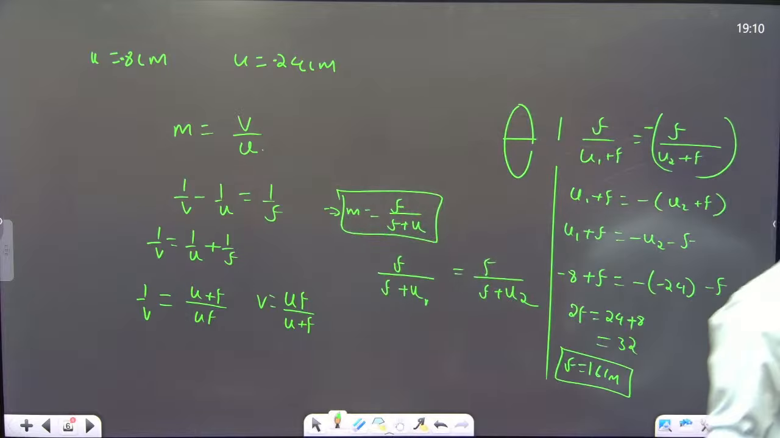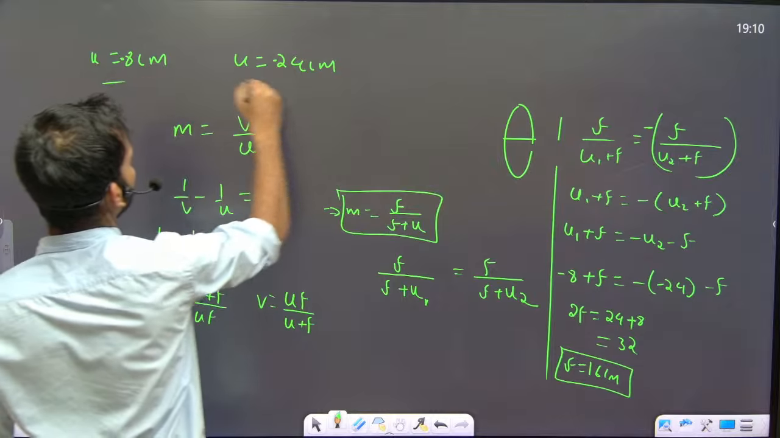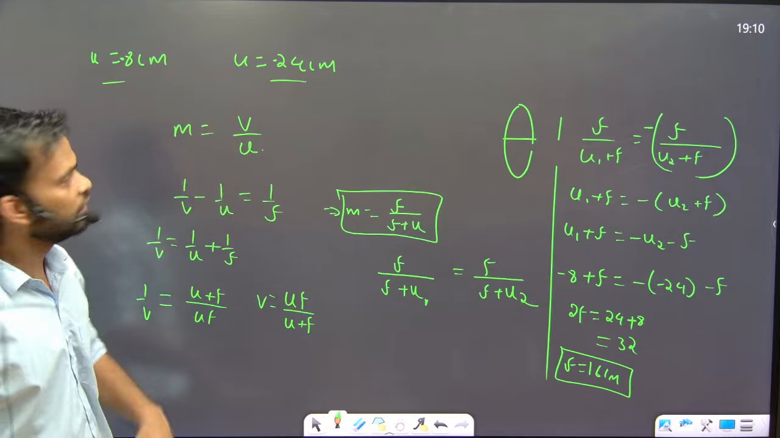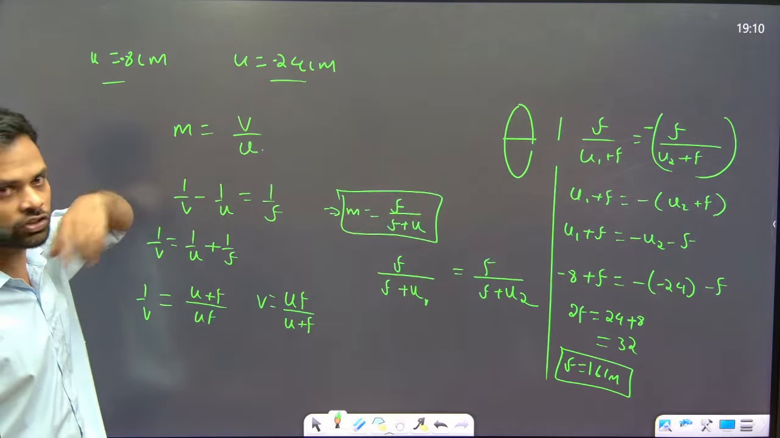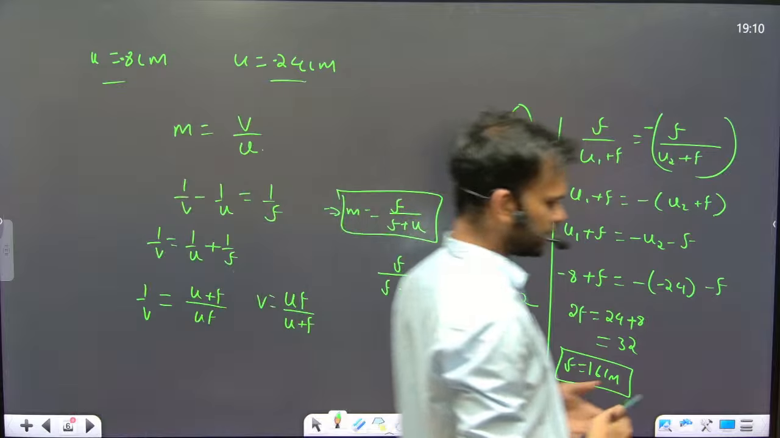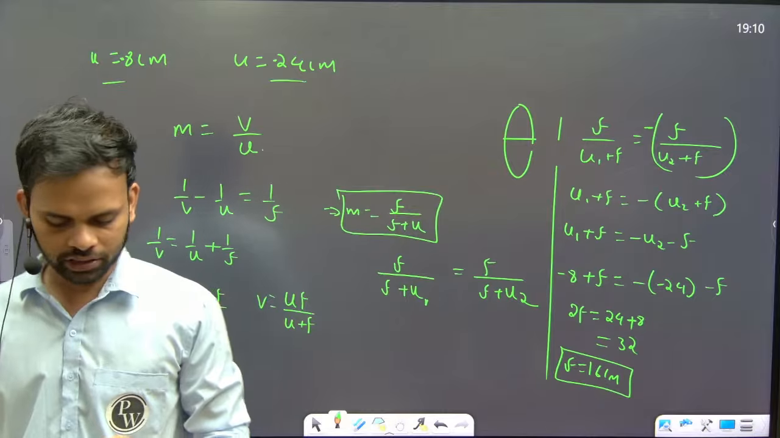Right, you can verify this. How do you verify this? The focal length is 16. So we have two object positions, one is 8, one is 24. That means you are placing one before the focus and one beyond the focus. When you place it before the focus, we get a virtual image. Here we are getting a real image. So one magnification is positive, one is negative, right? It's a moderate to easy question.